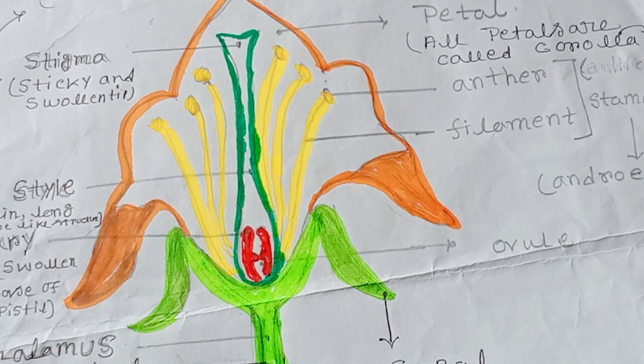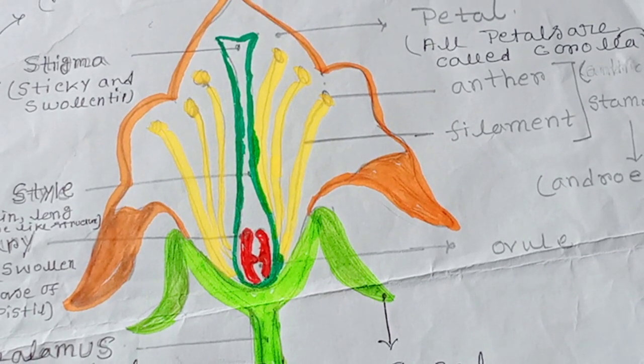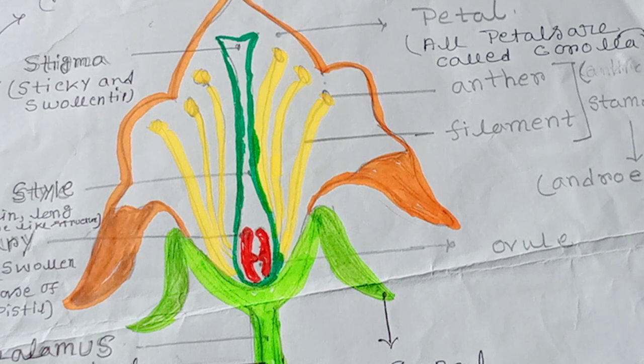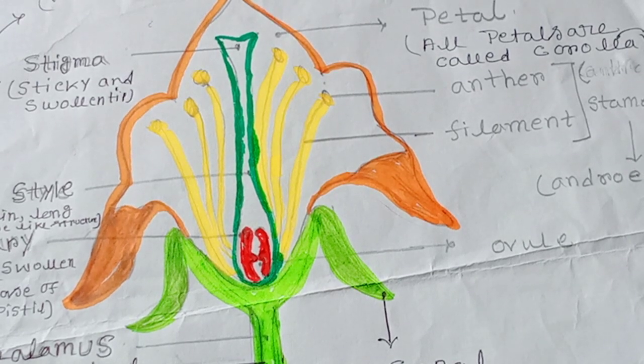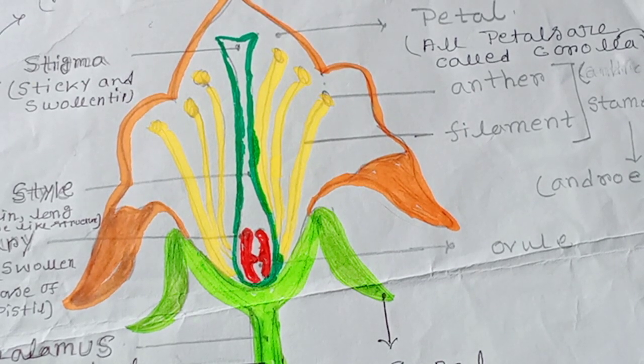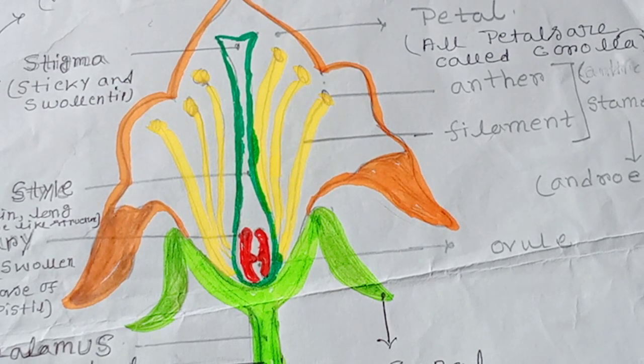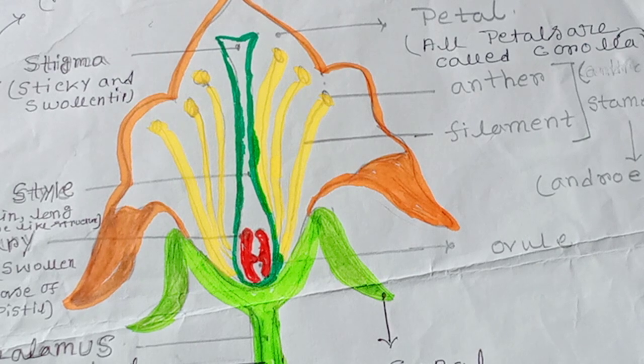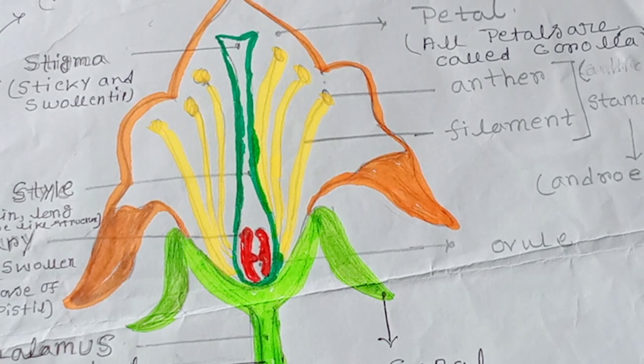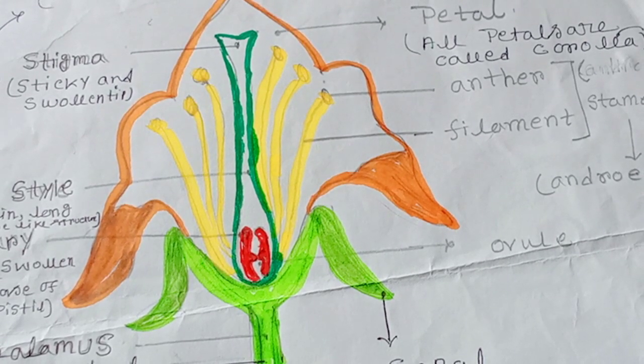There are 2 types of pollination: self pollination and cross pollination. So what is self pollination and what is cross pollination? Self pollination: when the pollen grains from the anther of one flower fall on the stigma of the same flower or another flower present on the same plant, that process is called self pollination. We can see self pollination commonly in pea plants.